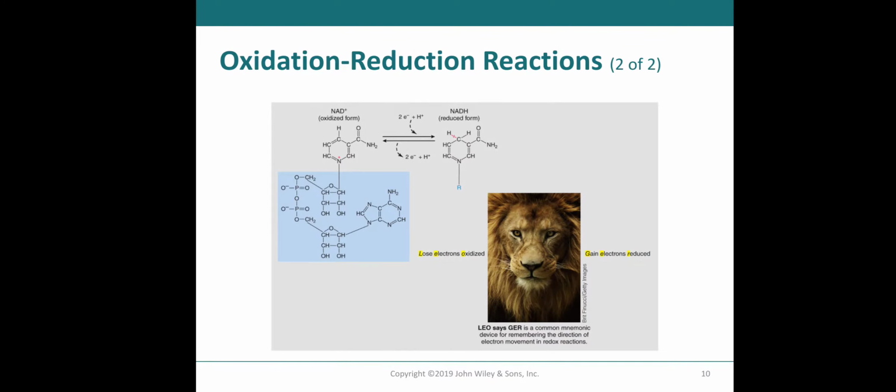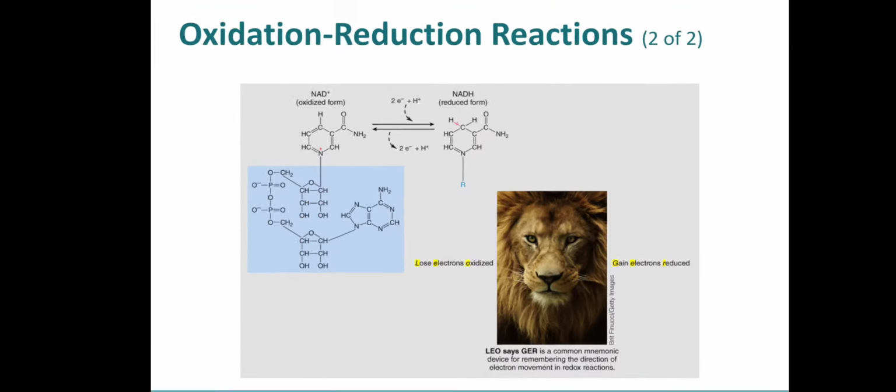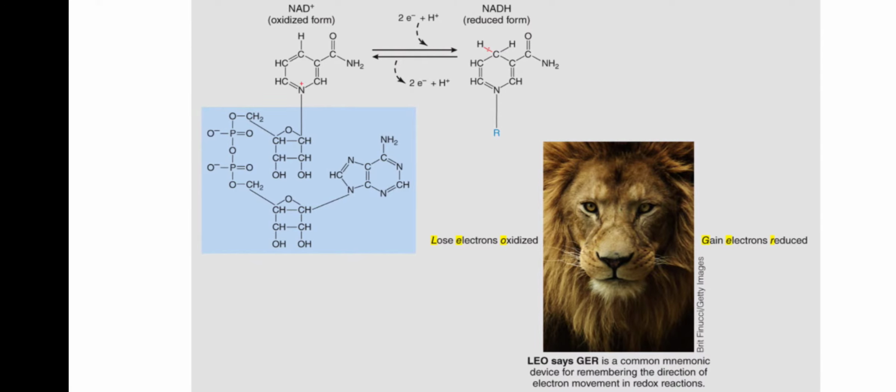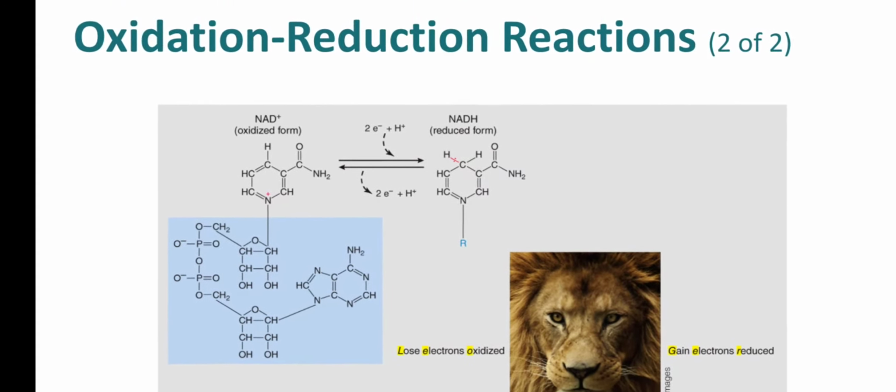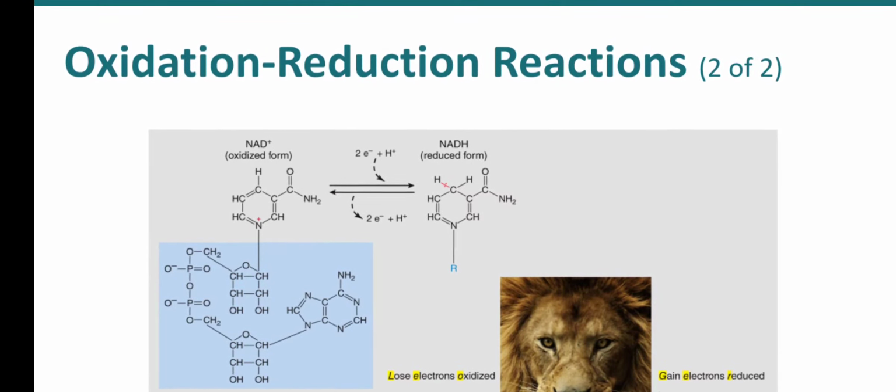So this is an example of a redox or oxidation-reduction reaction for NAD+. We have here your NAD+ in its oxidized form, and it undergoes reduction where it accepts 2 electrons plus a proton to form your NADH, the reduced form. And then when it undergoes oxidation, it loses those 2 electrons and becomes the oxidized form.